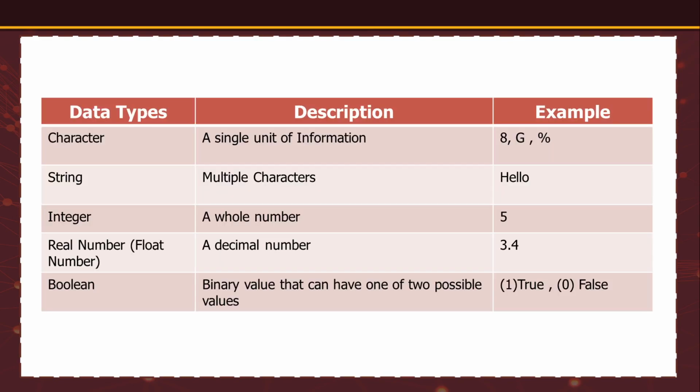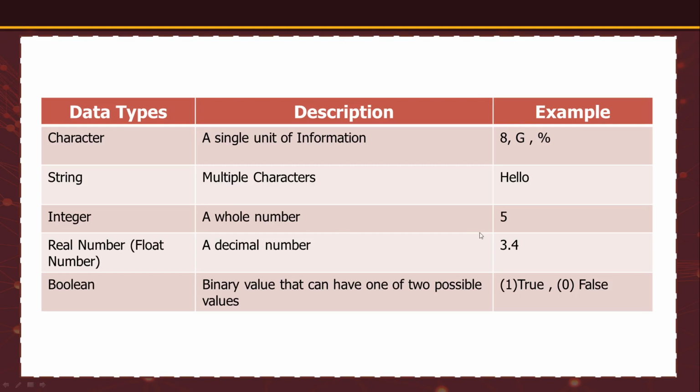Okay then, to summarise, a character is a single unit of information. So for example, it could be the number 8 on its own, it could be G on its own, it could be a symbol on its own, such as the percentage sign. A string is multiple characters, so it could be, for example, hello. It could in fact be H31LO. Again, that's a string because it's a combination of any of the numbers, letters, or symbols.